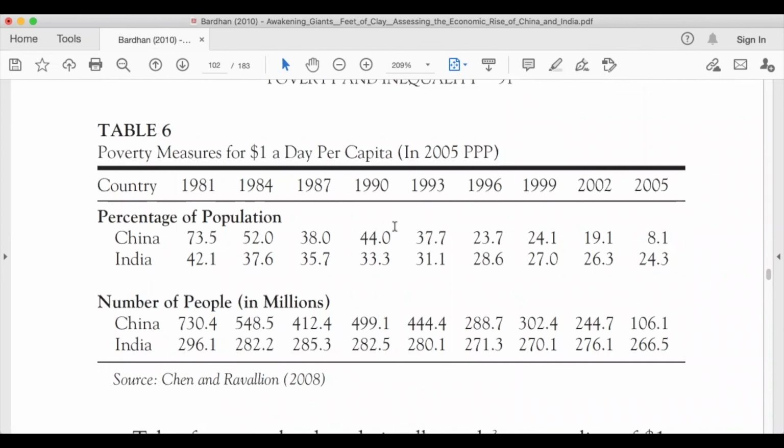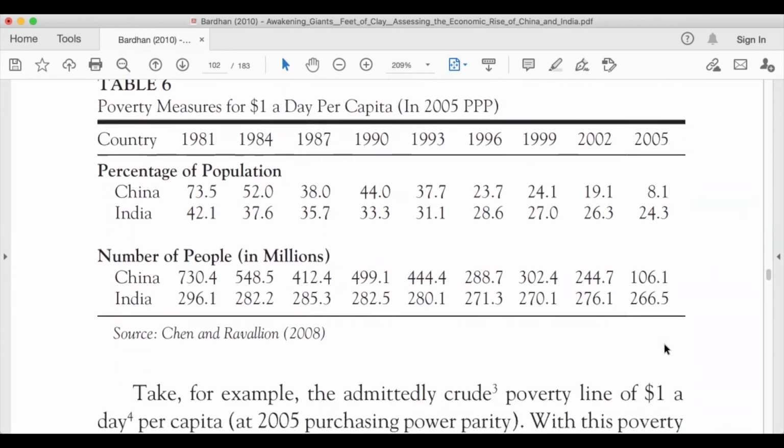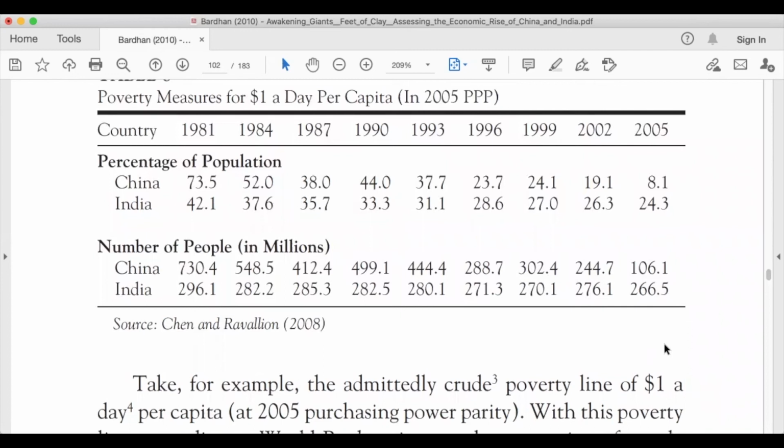So here are some measures of poverty based on $1 a day per capita in 2005 purchasing parity terms. So you see that China's poverty started to dramatically decline relative to where it was, 73.5% in 1981 and about 8.1% in 2005. These are headcount measures. In India, there's been a much more modest decline. And even if you look at the numbers of people who remain in poverty, there's a dramatic decline in China and a much less dramatic one in India, at least between 1981 and 2005.